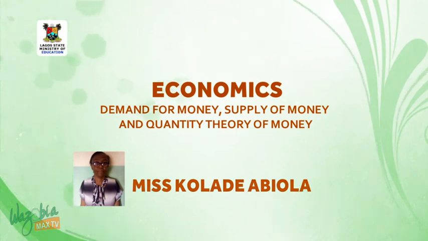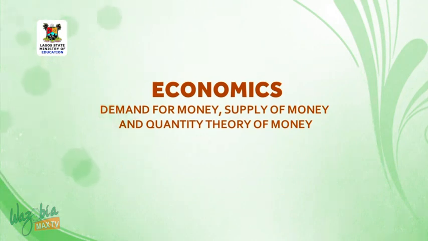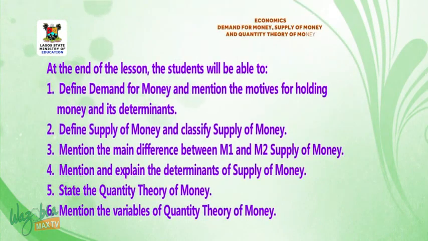You'll be listening to teaching on demand for money, supply of money, and quantity theory of money. At the end of the lesson, the student will be able to: 1. Define demand for money and mention motives for holding money and its determinants. 2. Define supply of money and classify supply of money. 3. Mention the main difference between M1 and M2 supply of money. 4. Mention and explain determinants of supply of money. 5. State the quantity theory of money.